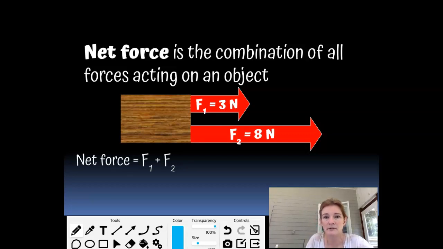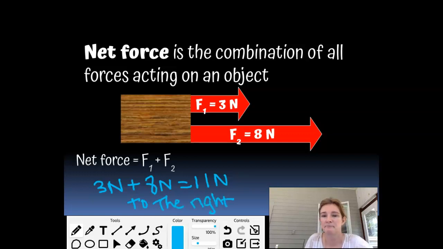F1 is 3 newtons plus F2 is 8 newtons. And that equals a total of 11 newtons. And the direction is important here, to the right. Okay, so let's look at another one.